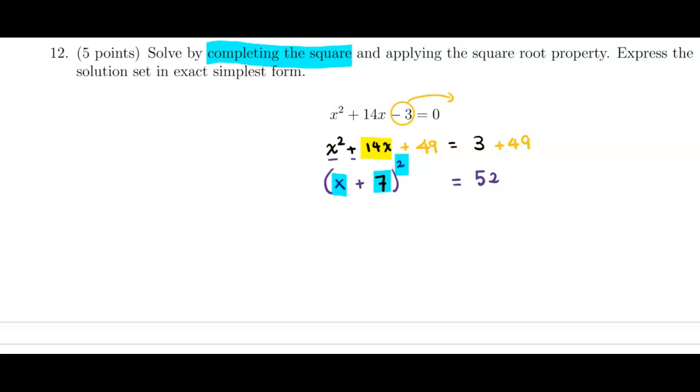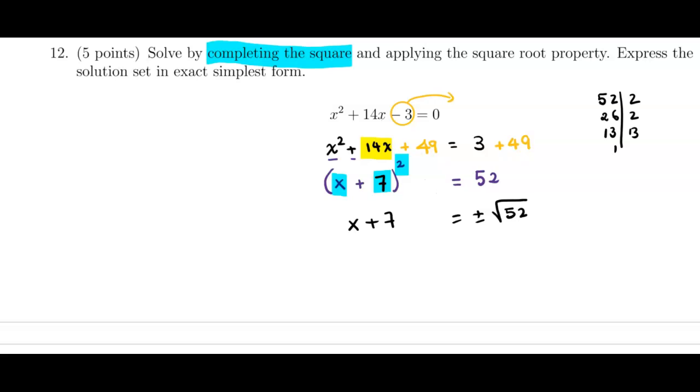So I end up with a similar question to question 11. I am about to solve this quadratic equation using the square root property. Applying it here, x plus 7 equals plus or minus the square root of 52. So you might want to work on the square root of 52. If you didn't figure it out, do the prime factorization. What is the first number dividing 52? It's 2, which gives you 26. Divide by 2 again, you get 13, and then 13 and 1.